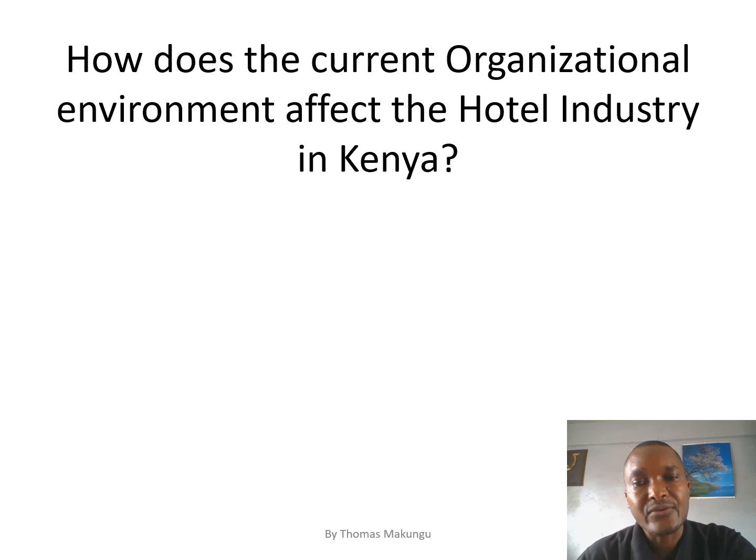How does the current organizational environment affect the hotel industry? I would like you to think widely about the way the hotel industry is today and analyze the environment of the hotel industry. We start from the internal environment of the hotel industry, and then we go to the task environment, and then we go to the general environment of the hotel industry. I would like you to do that individually or in groups, discuss, and see how the hotel industry is affected.